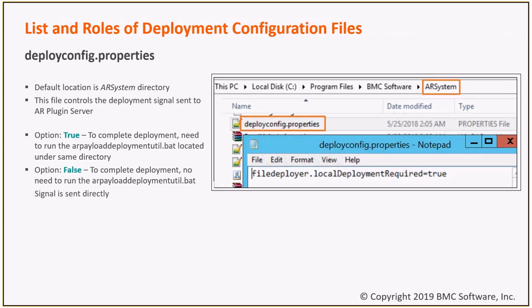Now let's start looking at the configuration files. The first file is deploy-config.properties. The default location is under the AR System directory, and this file controls the deployment signal sent to the plugin server. There are two options for this file, true or false. If it is true, then to complete the deployment, we'll have to run the AR payload deployment util batch file. If it is false, then to complete the deployment, we don't have to run the batch file, but the signal will be sent directly.